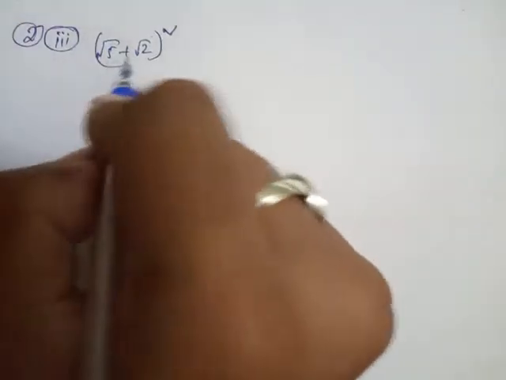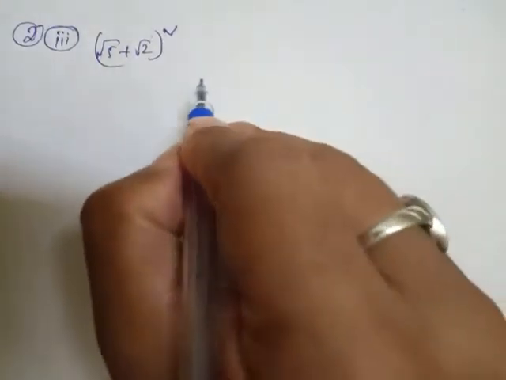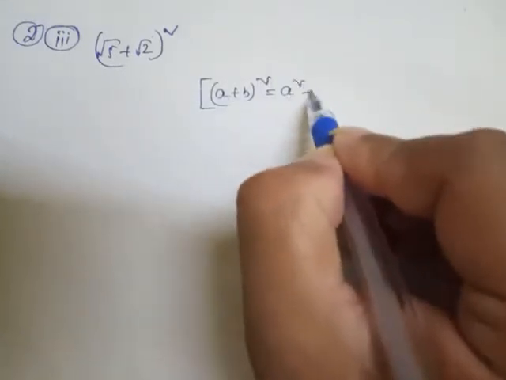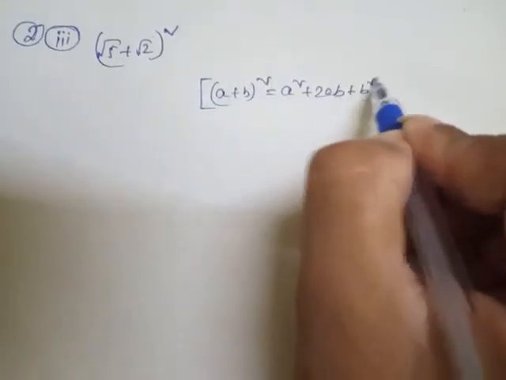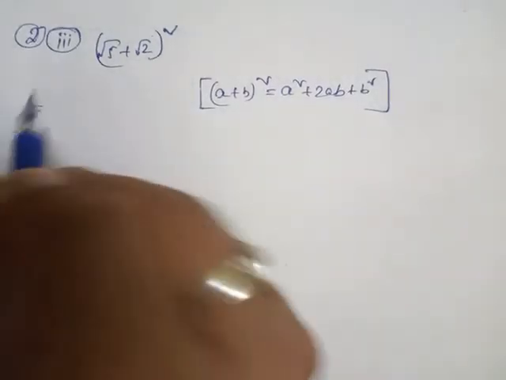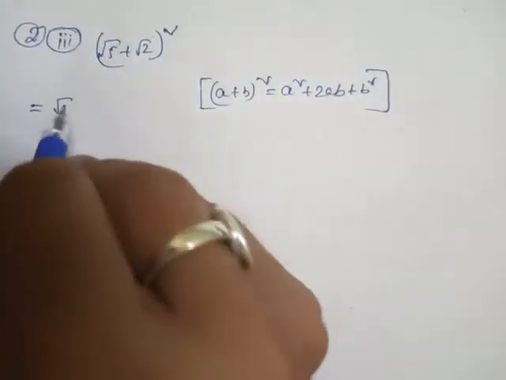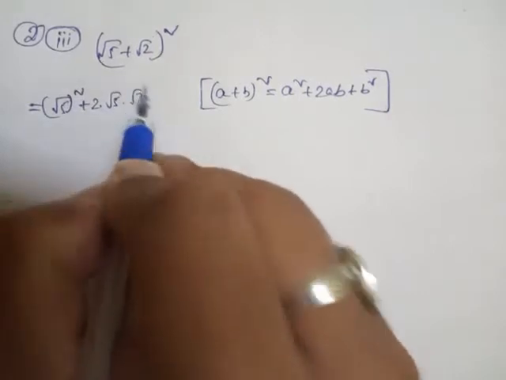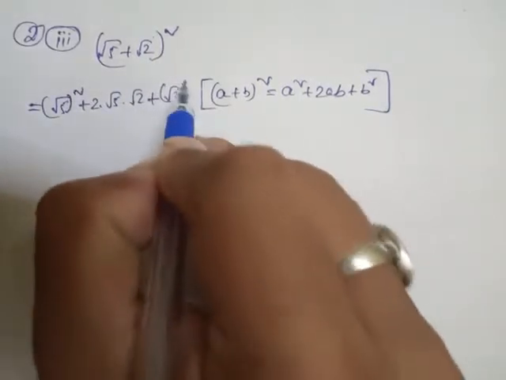Next one student, 2 Roman 3. So this is the question 2 Roman 3. The question is root 5 plus root 2 whole square. Now look, here you can use the a plus b whole square formula, which means a square plus twice ab plus b square. Now if it is a, then a square plus twice ab and b square.